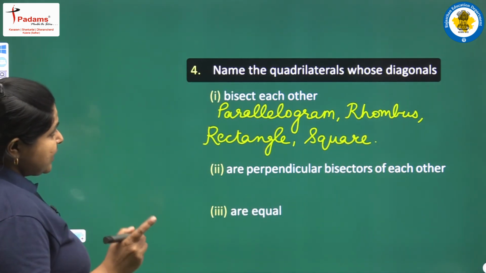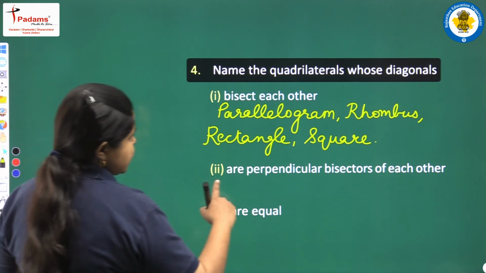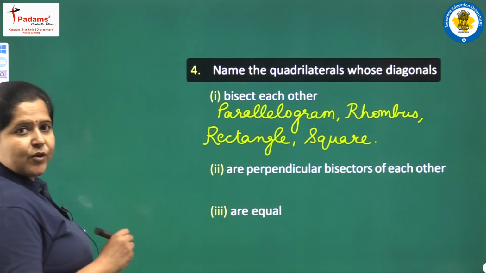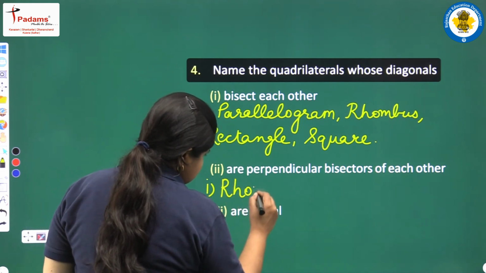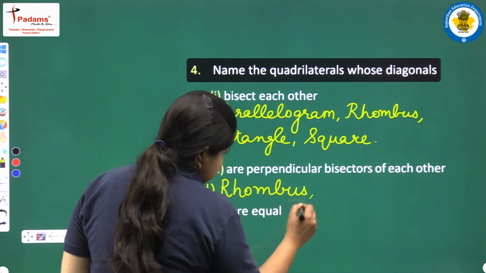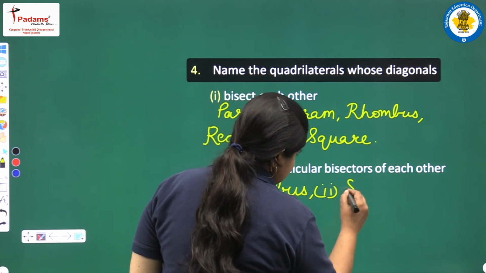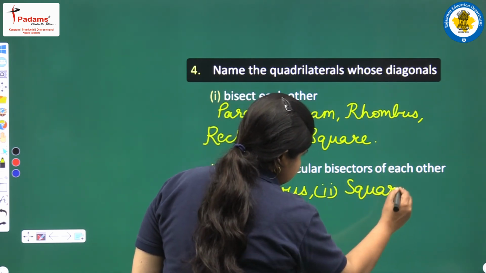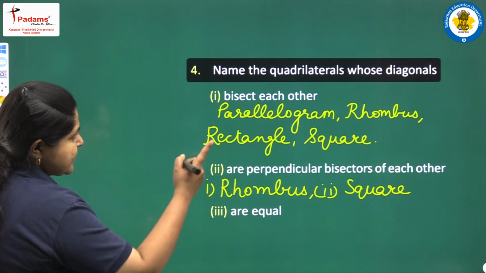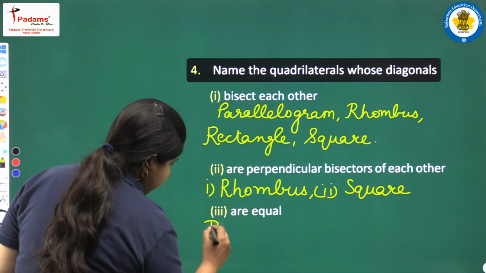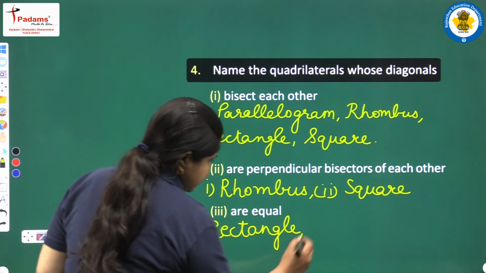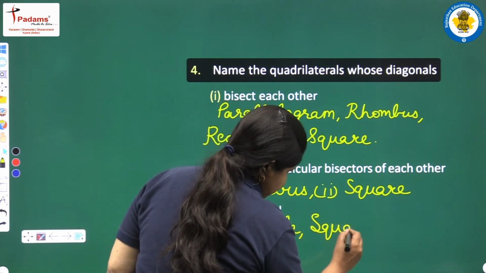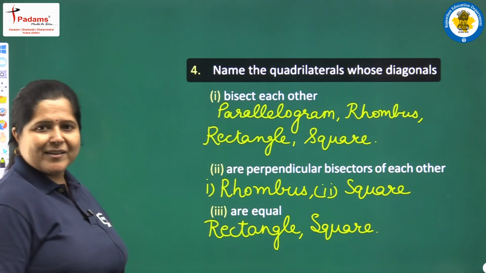Then name the quadrilaterals whose diagonals are perpendicular bisectors of each other. Again they are two. First is a rhombus and the other one is a square. Then name the quadrilaterals whose diagonals are equal. Again we have the same pair, rectangle and square. I hope this is very much clear to you.